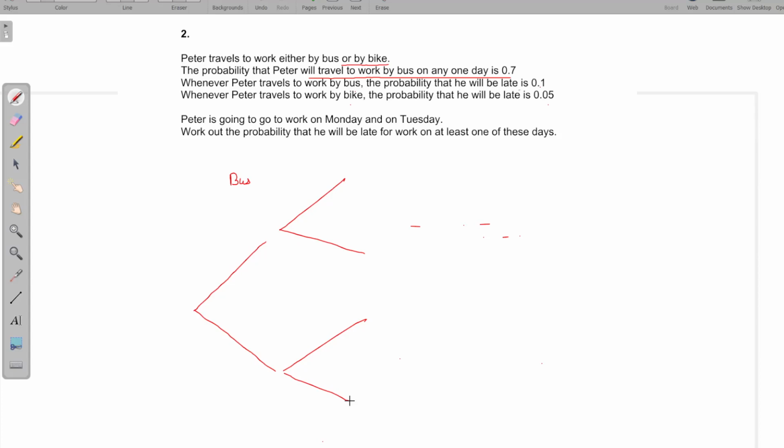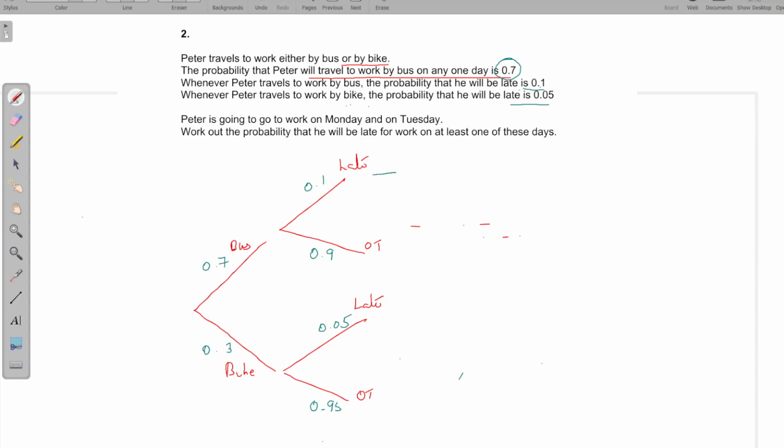So this is bus, bus here, and that is bike. This is late, this is on time. This is late, this is on time. Now we can put in the probabilities. Bus on any day is 0.7. That means bike is 0.3. When he goes by bus, he will be late with probability 0.1, so that is 0.9 on time. When he goes by bike, late is 0.05. That means this will be 0.95.